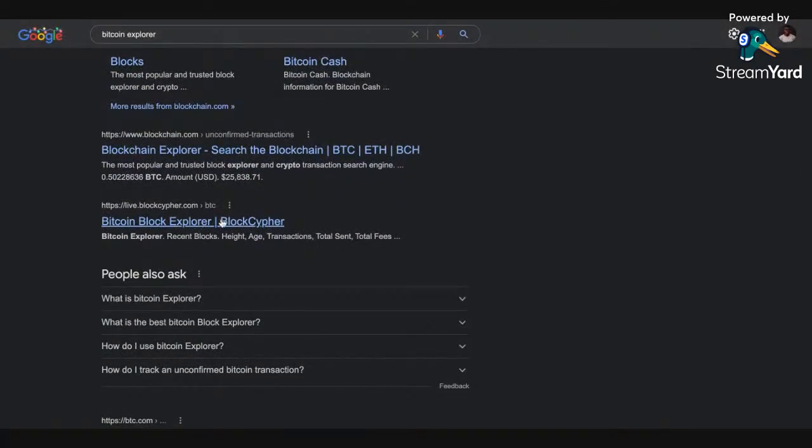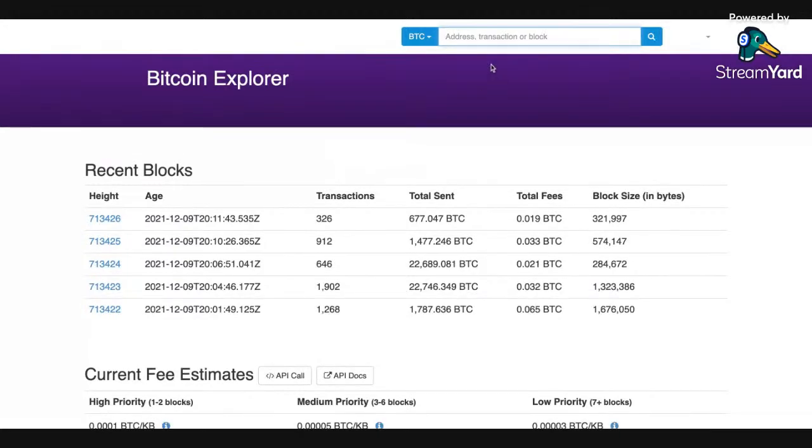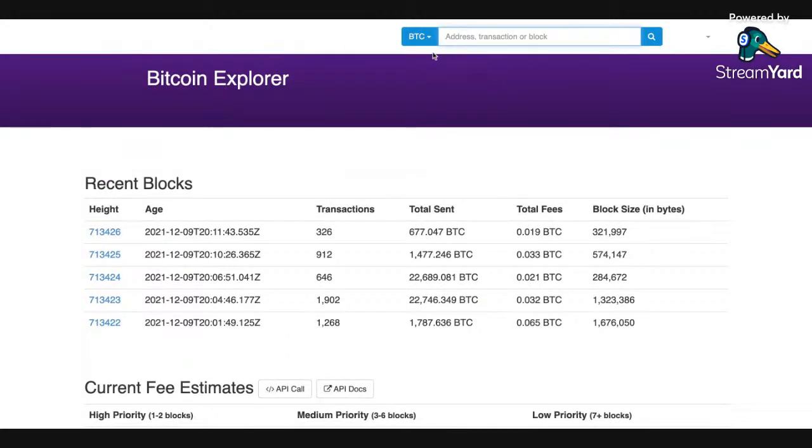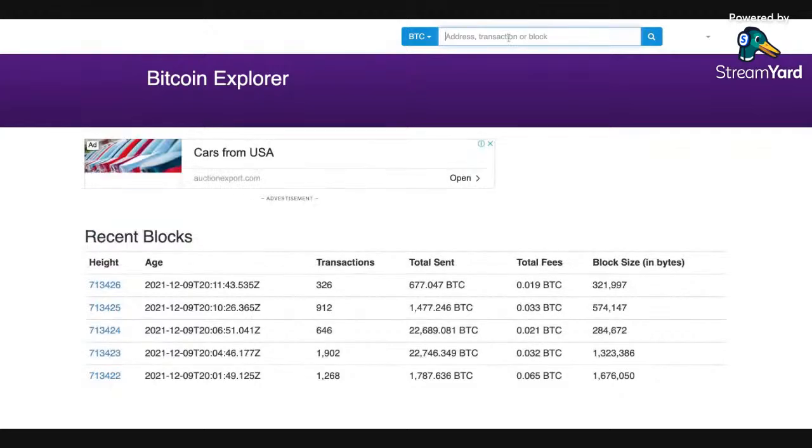Okay, look at this. This is Block Cipher. This is a Bitcoin block explorer. So let's access this as well. All you basically need to do, like I said, is a Bitcoin Explorer is like a browser. So you basically just type in what you want. But in this case, you don't type, you basically paste what you've copied, and then you hit the search button.